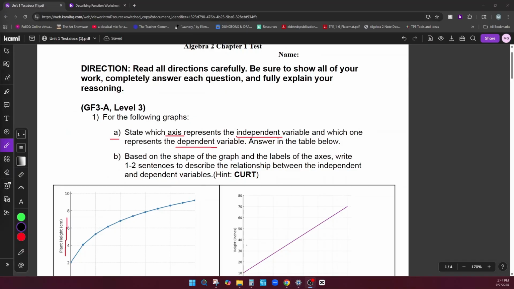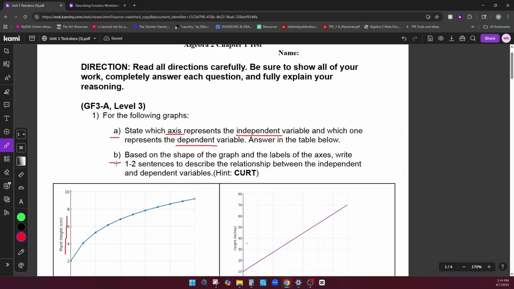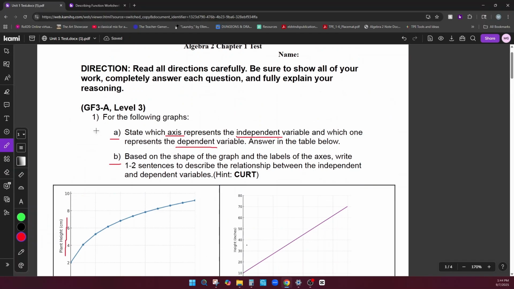So now that we're done with part A, let's go ahead and look at what part B has to say. Part B says, based on the shape of the graph and the label of the axes, write 1 to 2 sentences to describe the relationship between the independent and dependent variable. So what's important here? I'm talking about the shape of the graph and the labels of the axes. I'm going to write 1 to 2 sentences describing the relation between independent and dependent. What is going on? And as a clue, I have my CURT acronym here.